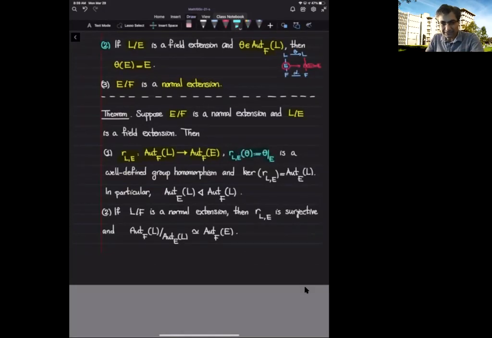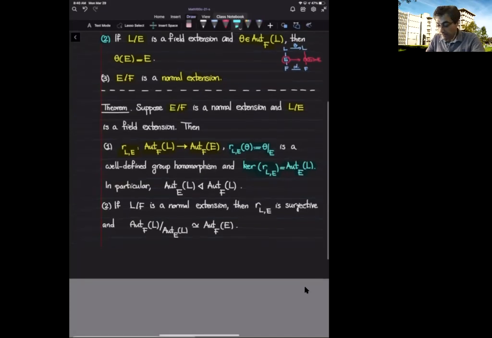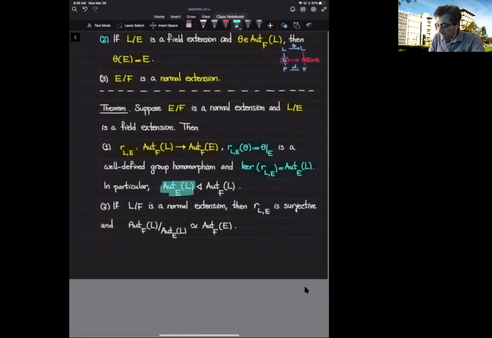And it is rather clear that it is a group homomorphism because restriction of the composite of two functions is going to be the composite of restrictions. So it is indeed a group homomorphism. And what is the kernel of this map? What does it mean that theta belongs to the kernel? It means when I restrict theta to E, I have to get the identity. That means my map is E-linear. It's an E automorphism. So the kernel of this map is precisely the E automorphisms of L.